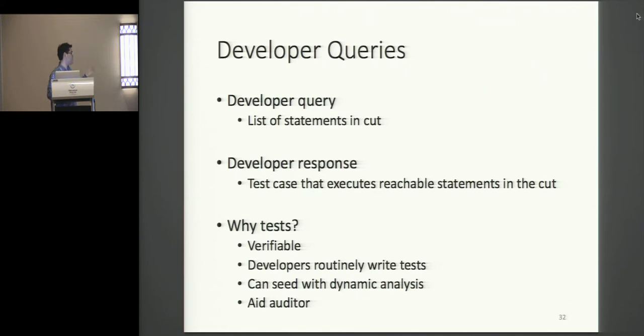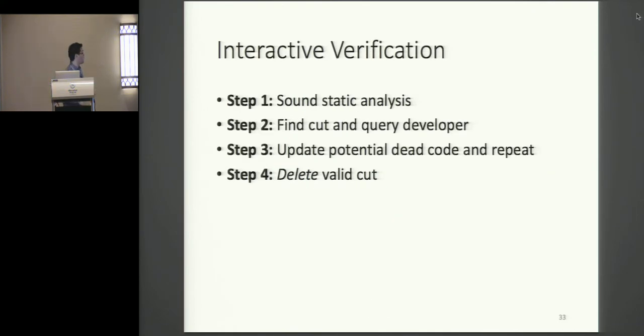First of all, developers routinely write tests, so they can just give us the tests they've already written. Second of all, we can seed the results with dynamic analysis. And finally, I think this is pretty important, we can actually use the test cases to aid the auditor downstream. So they have some tests that actually execute all the parts of the code that might be related to the information flow.